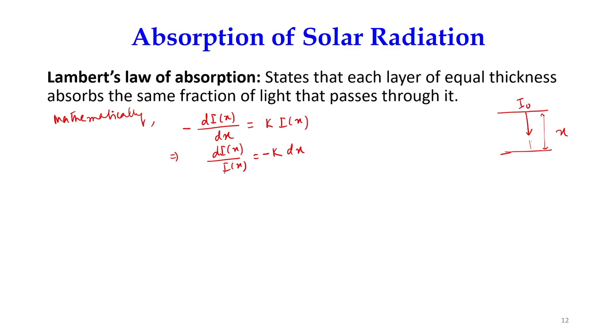So if we now integrate it and rearrange it, then what we will have is ln of I_x minus ln of I naught, which is equal to minus k into x. Okay, so this can be arranged something like I_x by I naught is equal to e to the power of minus k into x, or I can say I_x is equal to I naught e to the power of minus k into x.